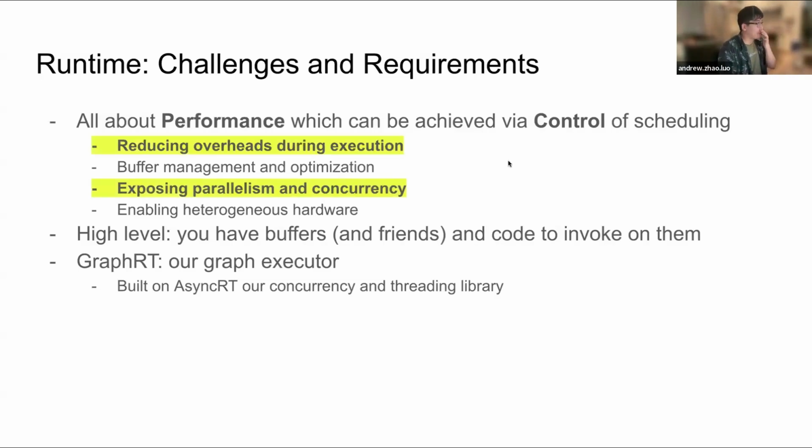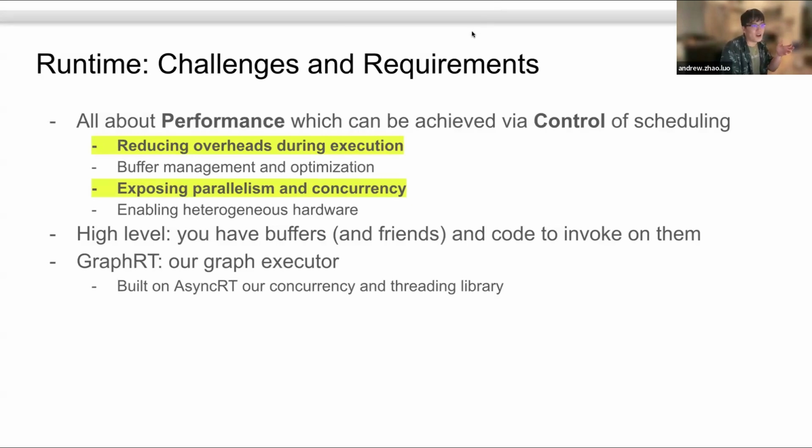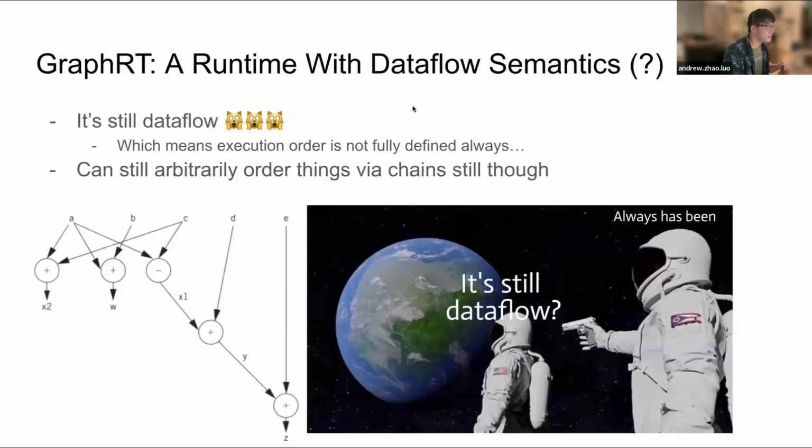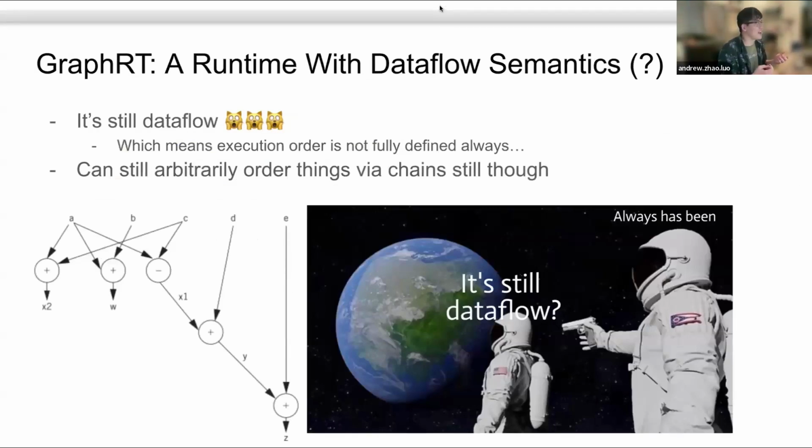So let's talk a little bit about some of the history or current design points about the runtime layer with regards to this idea of efficient execution. And by the way, the thing that actually runs things is called the GraphRT, and it's basically our graph executor, and it's built on async RT, which is our concurrency and threading library. One interesting thing about the GraphRT is that it's a runtime with data flow semantics, which I thought was kind of interesting.